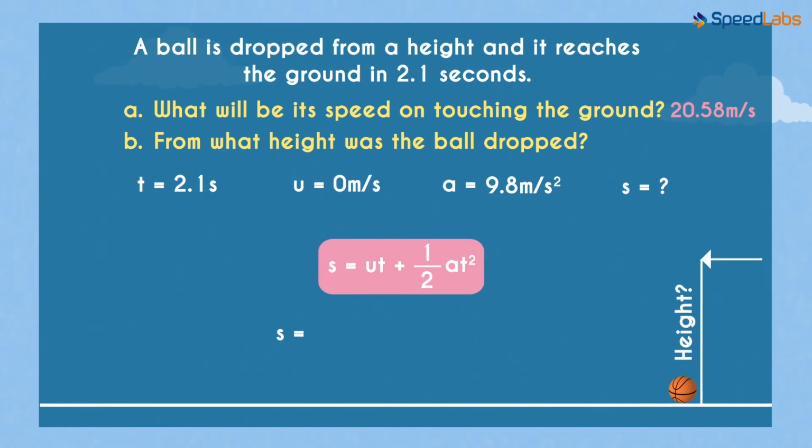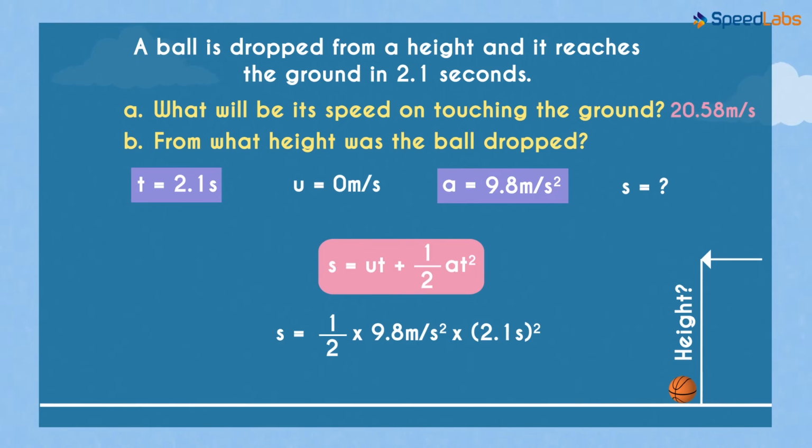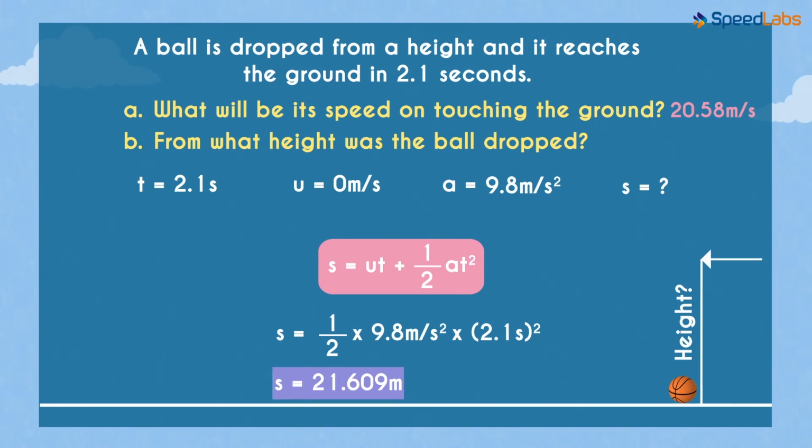We get the height s as 1/2 times 9.8 meters per second squared times 2.1 seconds squared. Solving this will give us the height as 21.609 meters. The ball took 2.1 seconds to fall from this height. We just used the equations of motion to solve these examples.